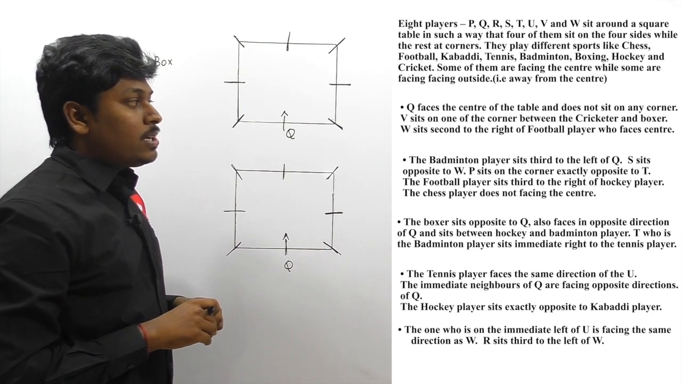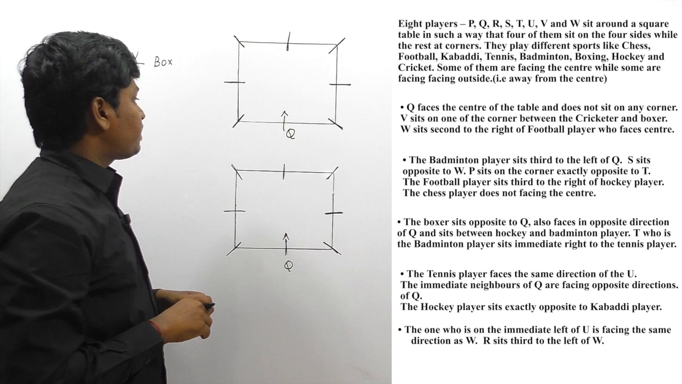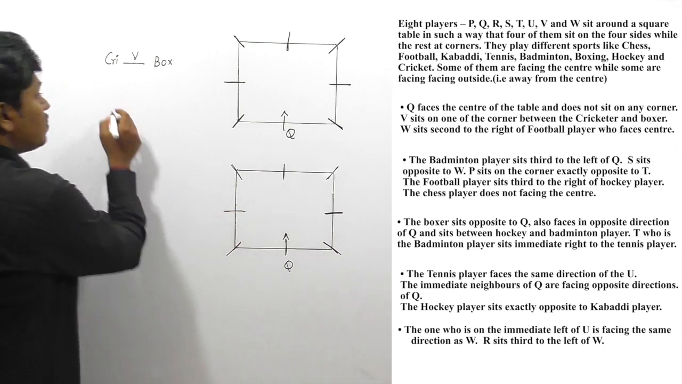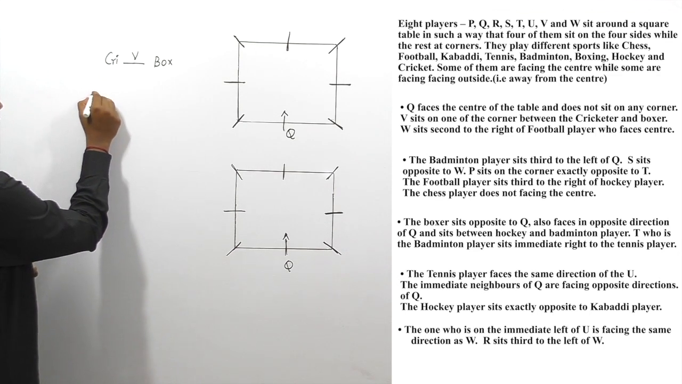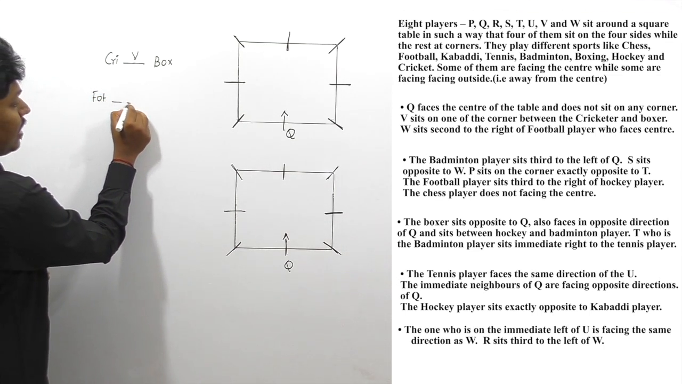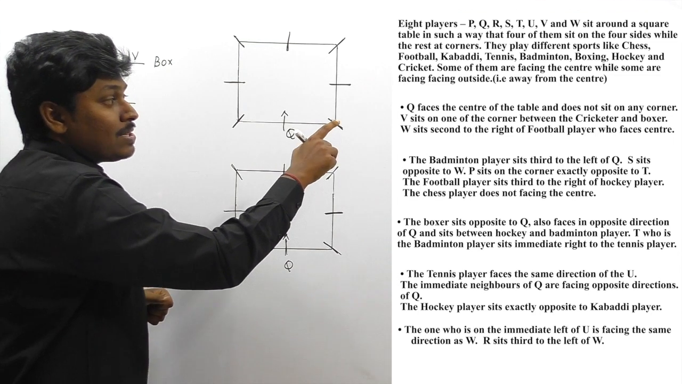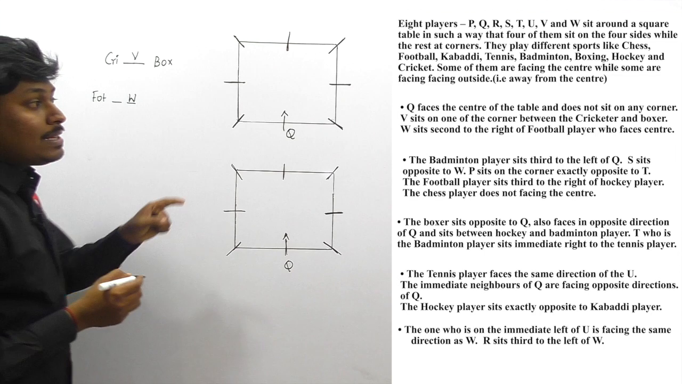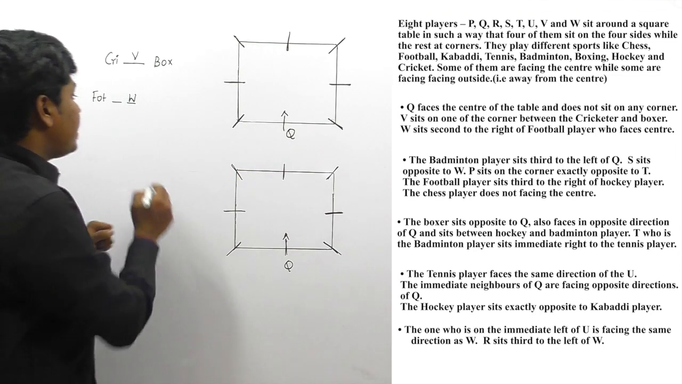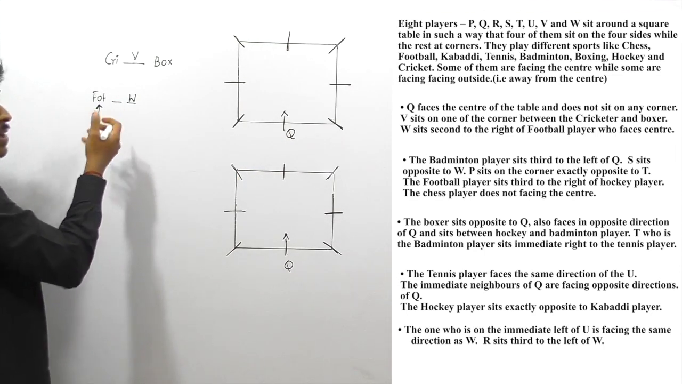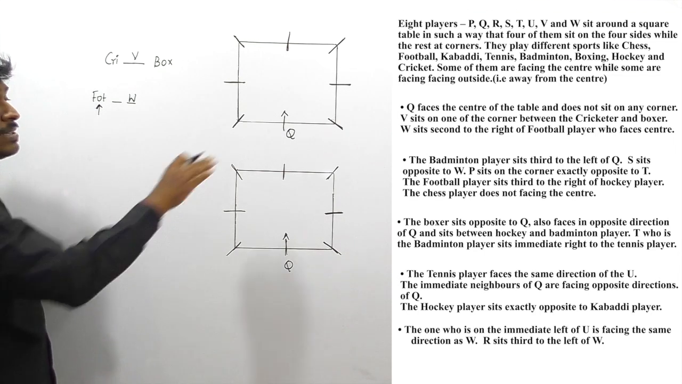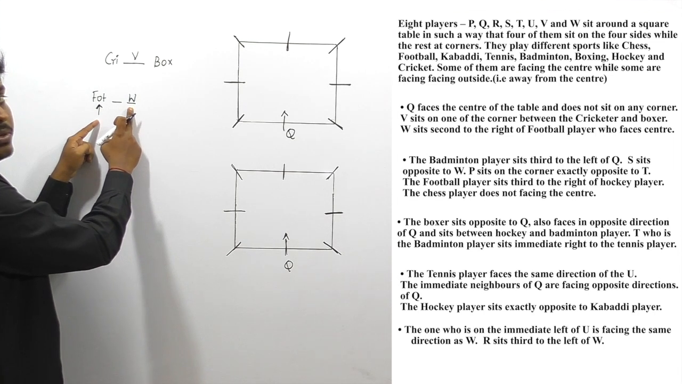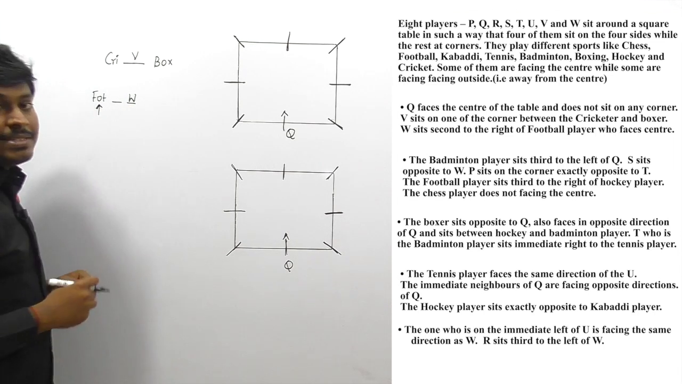W sits second to the right of the football player who faces the center. So in the third line, W sits second to the right of the football player, and we don't know where the football player is. Let me take this as a condition: football player, and to the right at the second place, W. And they have clearly said that the football player faces the center. So the person who likes football is facing the center.